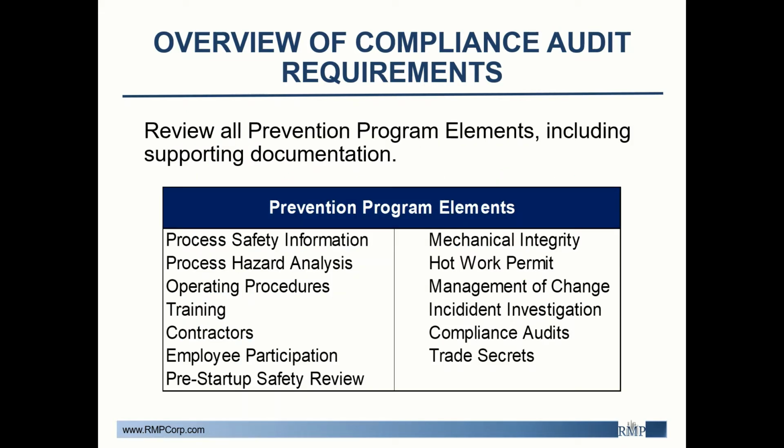As part of the compliance audit, you're going to be mainly reviewing all of the prevention program elements, including any supporting documentation that might come with it. Elements are going to vary depending on the program level of the facility, whether you are program level 1, 2, or 3. Typically, program level 3 is more rigorous. You have a lot more elements that you see on the screen here that are required to be encompassed in your RMP, risk management plan, or process safety management plan.